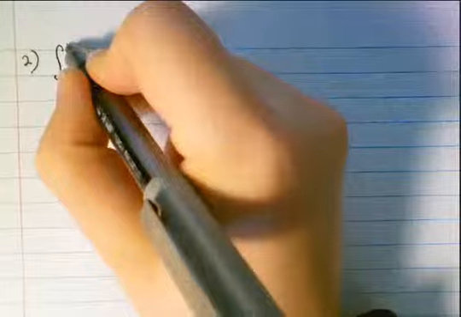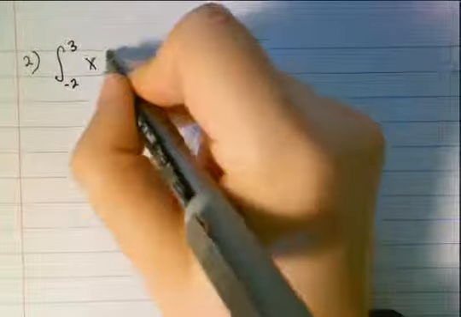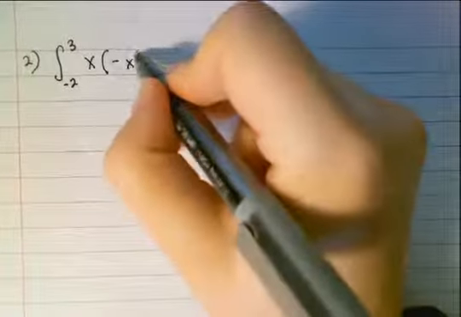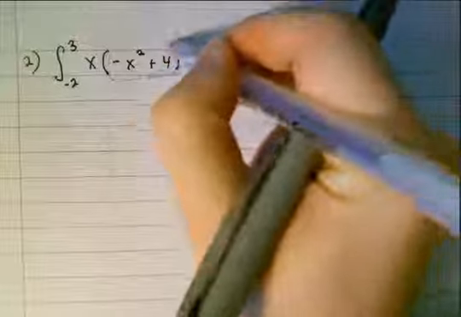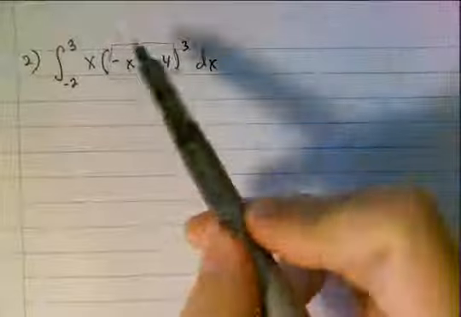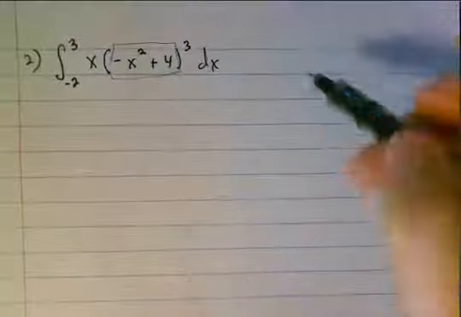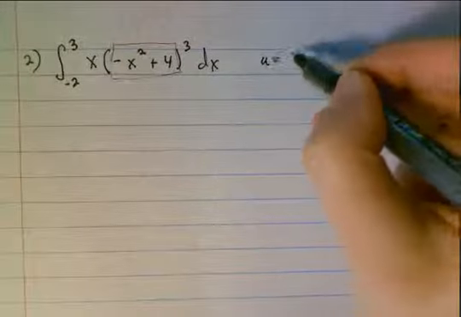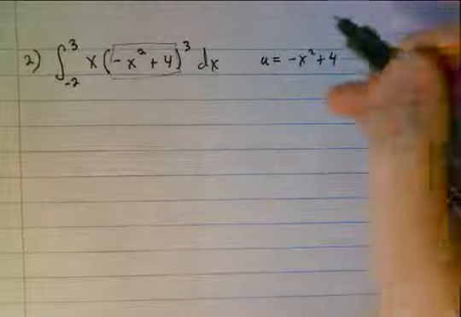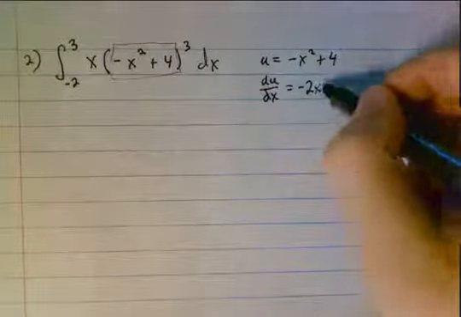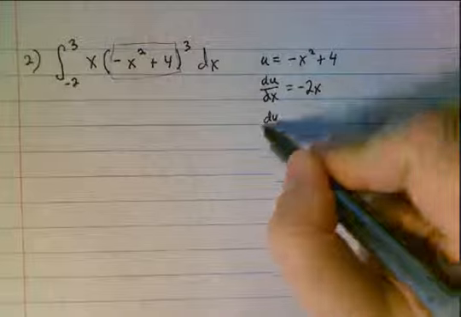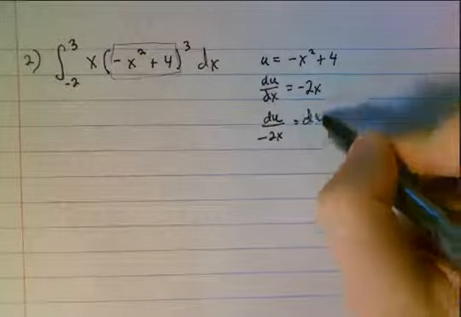So for our second example, let's do the integral from -2 to 3 of x times negative x squared plus 4 to the 3rd dx. We see that we have a box function right here because of that power, and that when we take the derivative, this is going to be the same degree as that, so they'll cancel out, which is good. So we can let u equal negative x squared plus 4. The derivative, we bring down the 2, negative 2x, derivative of 4 is 0. So du over negative 2x equals dx.